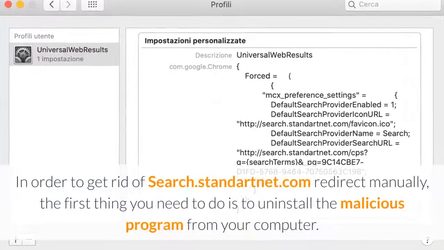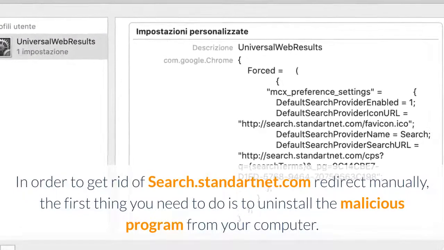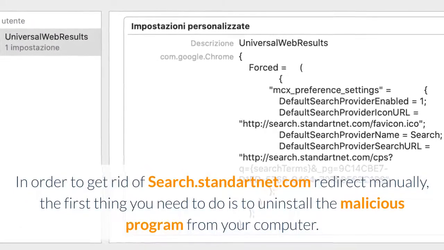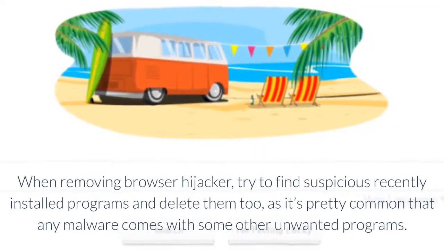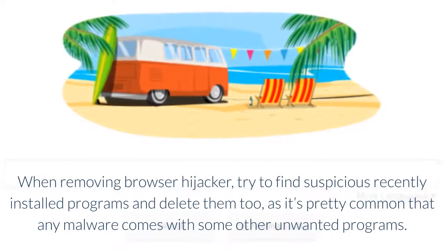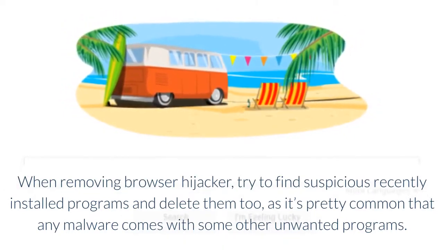In order to get rid of the search.standardnet.com redirect manually, the first thing you need to do is to uninstall the malicious program from your computer. When removing a browser hijacker, try to find suspicious recently installed programs and delete them too, as it's pretty common that any malware comes with some other unwanted programs.